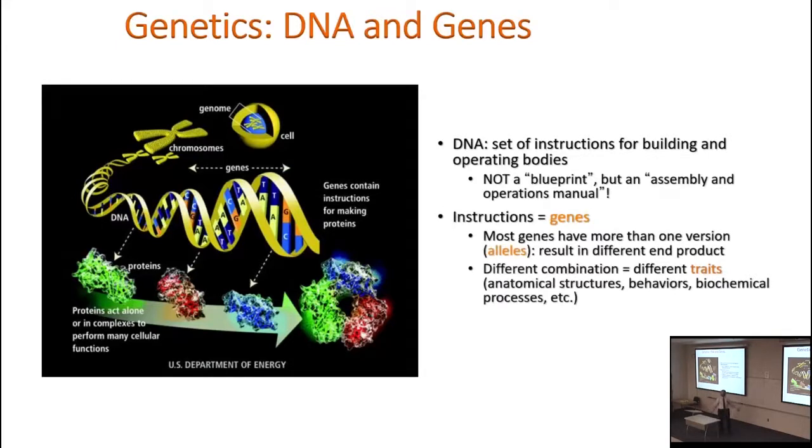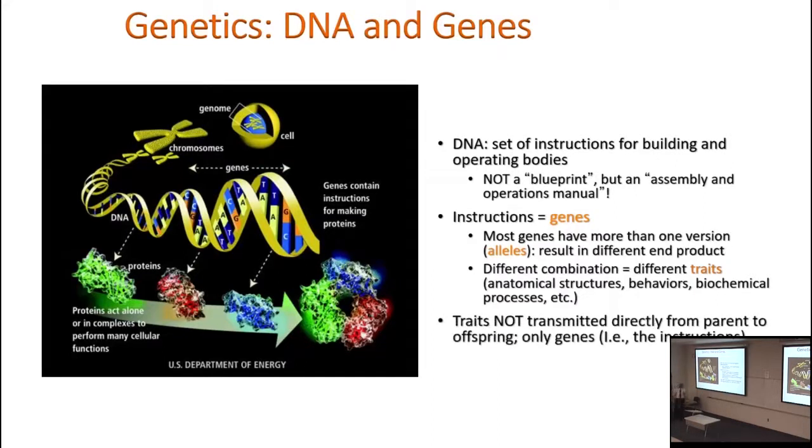Those instructions are genes. Genes is just our name for these instructions. Now, most genes have more than one version, more than one allele, we say. And the different versions have different end products. So different combinations of alleles, and we get one allele from each parent, result in different traits. Anatomical structures, behaviors, biochemical processes, etc. So it's important to remember, it's not the traits that get transmitted directly from parent to offspring. It's the genes that get copied.